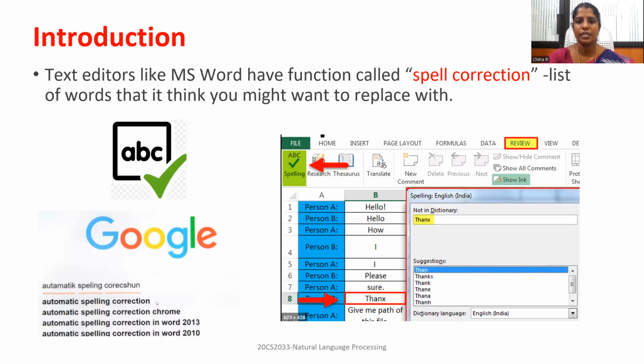Consider the text editors like MS Word. There is an option called spell correction. You are all familiar with that, no? In spell correction, if you type THANX, that word is actually not available in the dictionary, but it will suggest some words related to thanks. With manual spell correction, a person can easily identify which word can replace it. But the editor will suggest some words.